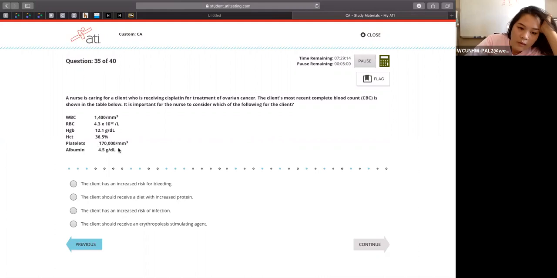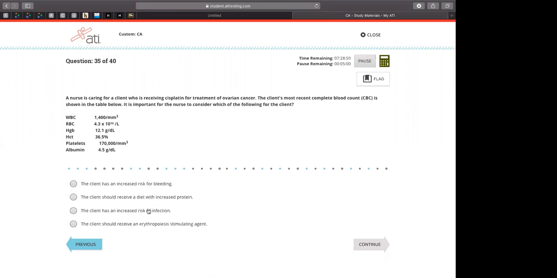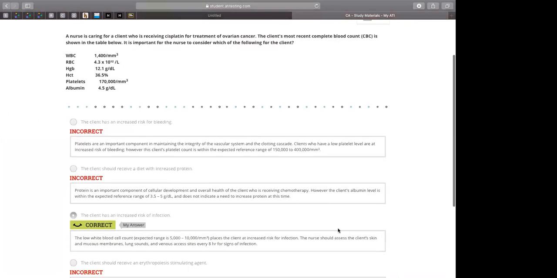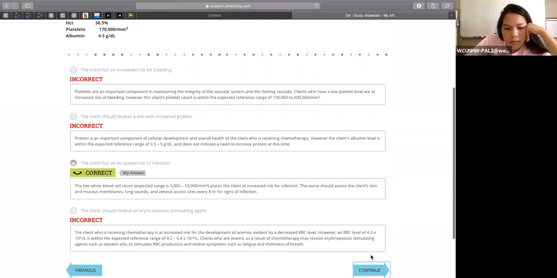So the client is at risk for bleeding? The client should receive a diet with increased protein? The client has an increased risk of infection. The client should receive an erythropoiesis-stimulating agent? Increased risk of infection. Yeah, it should be 5,000 to 10,000.